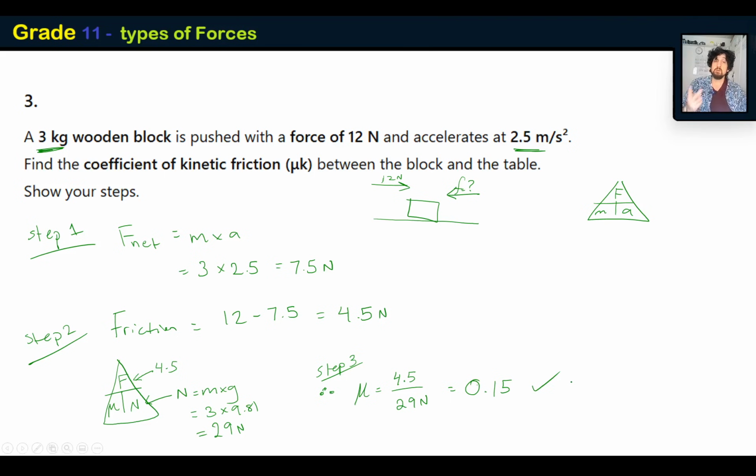Okay, so step 1, remember, you got to find out what the F net is going to be, which is mass times acceleration. So we're always going to give you that. So there's the mass and there's the acceleration. Step 2, you subtract the push force from the net force to give the friction force. And once you have the friction force, it's easy sailing. Then it's just friction over normal force, and that's how you get the mu.